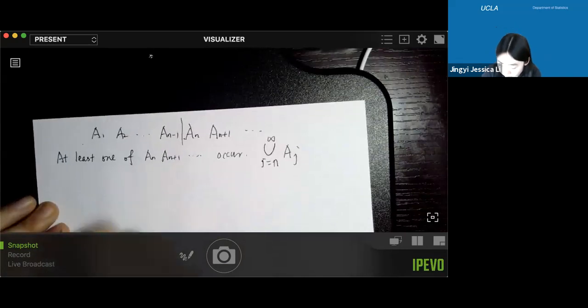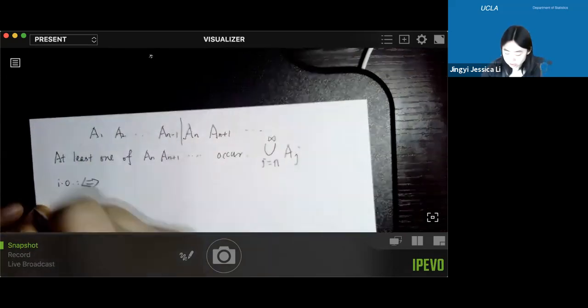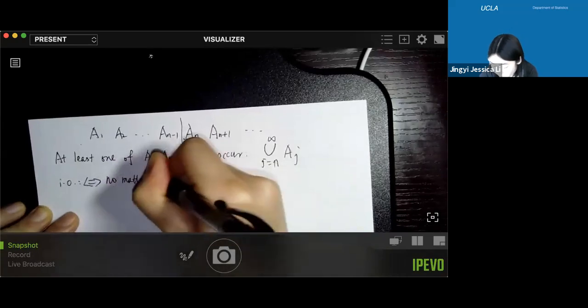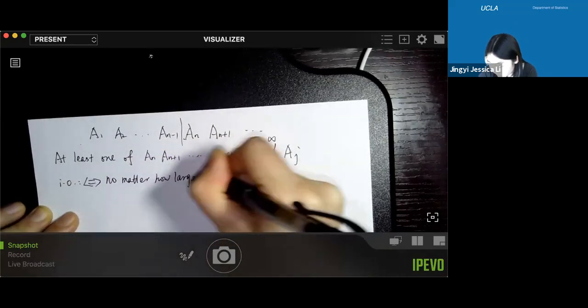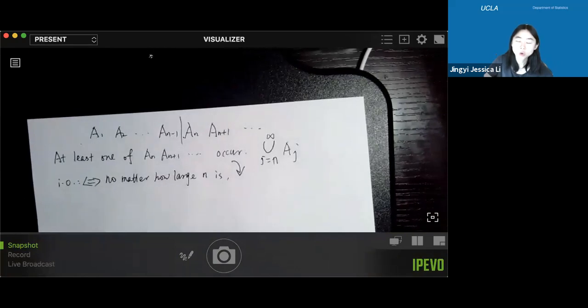So therefore, infinitely often means that no matter where I cut, no matter how large n is, this thing always occurs. So no matter how large n is, at least one of AN plus 1 and the remaining must occur. That's the definition of infinitely often. In other words, for all the n I can think of, this union must occur. That's infinitely often. And then what set operation do I need to use? If we require that all the things hold together, should I use union or intersection?